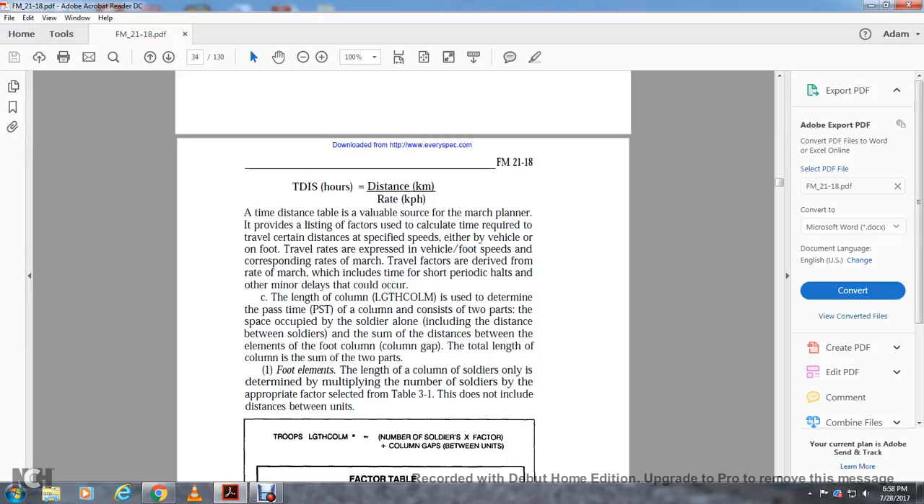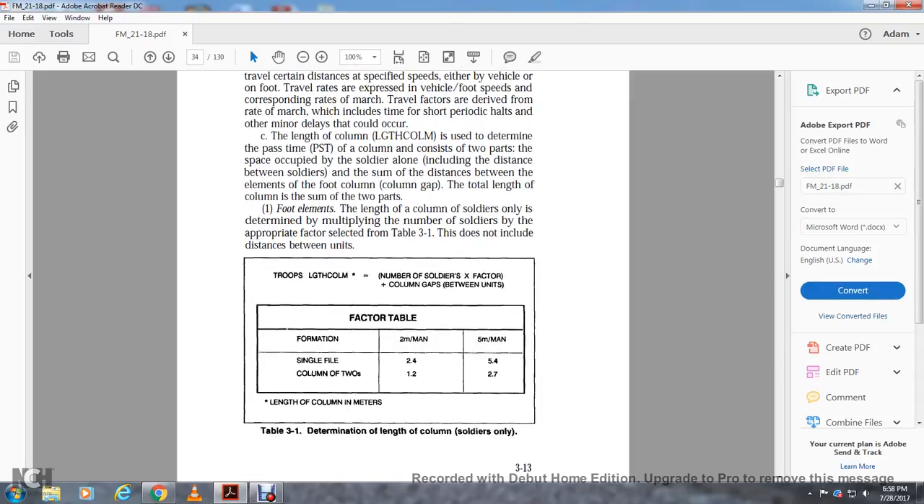For a specific speed, either by vehicle or on foot, the travel routes are experienced at foot and vehicle speeds corresponding to the rate of march. The travel factors are derived from the rate of march, which includes the time of short halts or other minor delays that can occur with the length of the column. The length of the column is usually determined by the pass time, and the column consists of two parts: the space occupied by the soldiers alone, including the distance between soldiers, and the sum of the distances between the elements of the foot column, the column gaps. The total length of the column is the sum of the two parts of the foot elements.